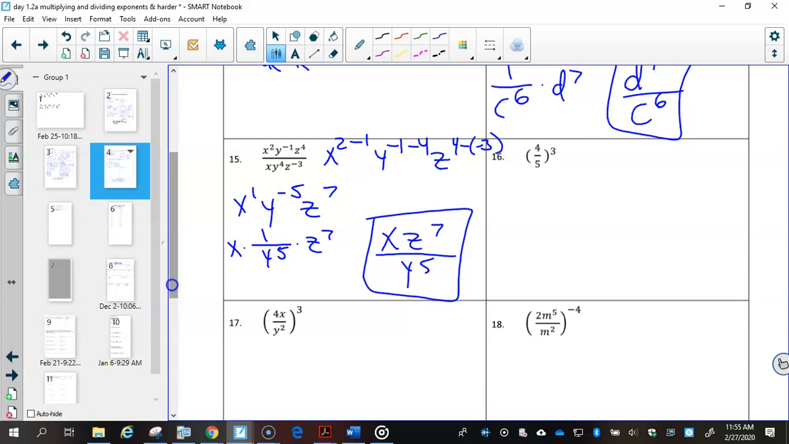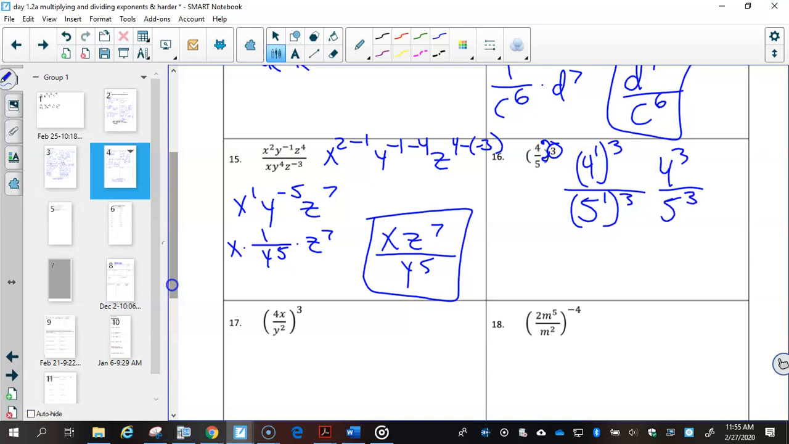Now, some of these other problems are poorly placed. I don't know why they're here. But here you have an exponent being raised to an exponent, but it's a fraction. So you're going to do that to both. 4 to the 1 times 3 over 5 to the 1 times 3. So this becomes 4 to the 3rd over 5 to the 3rd.